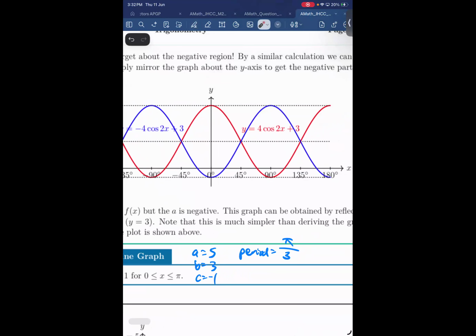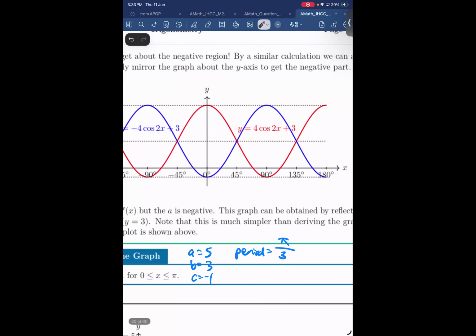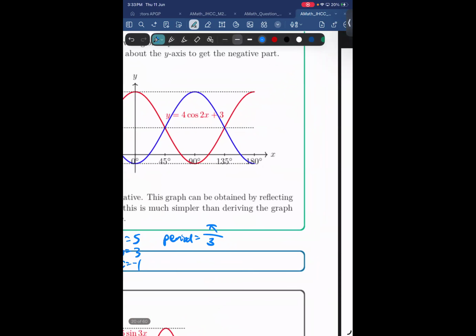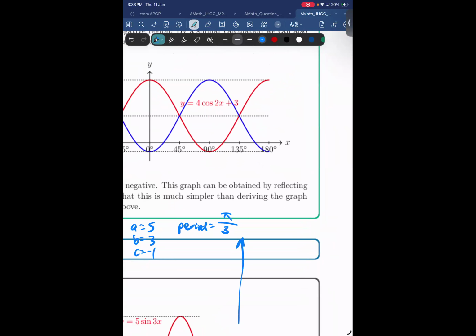Here I'm asked to draw from 0 to pi, and the amplitude is 5. If the period is pi over 3 and I'm asked to draw from 0 to pi, I will have 3 cycles of sine. So 1, 2, 3. This will be pi over 3, this will be 2 pi over 3, and this will be pi.